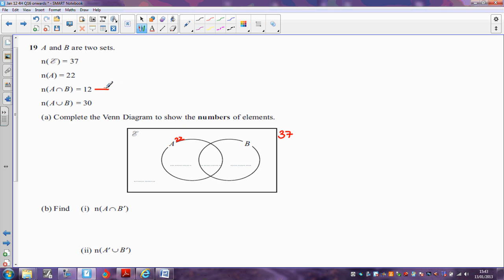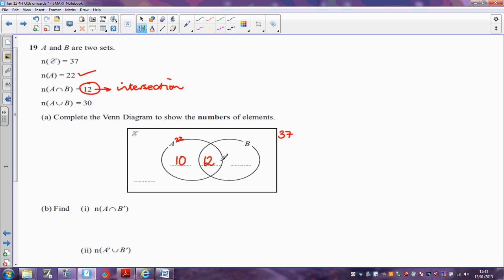What it does then tell me, though, is that in the intersection of A and B, and that's where the two sets overlap, there are 12. So the number of items in the intersection of A and B is 12. So I can write 12 there. I now can start filling things in because I know that altogether in A there must be 22 items. It means that there must be 10 in that section. Okay, let's carry on.